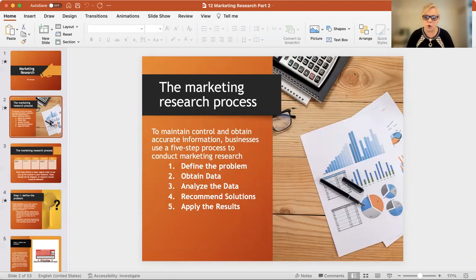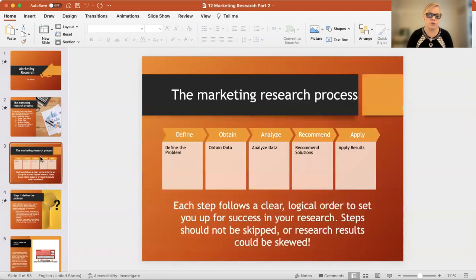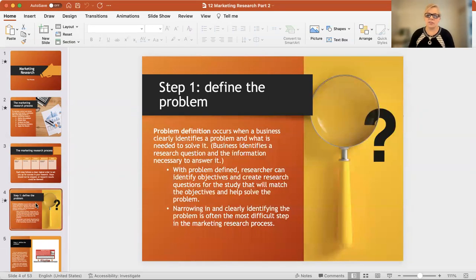We've talked about this before: defining the problem, obtaining the data, analyzing the data, recommending a solution, and applying the results. No problem, right? Easy, right? Well, there's a few more things to it than that. So it's a very logical way of thinking. If you think about research, you must go through these steps. You can't skip anything. Your results will be skewed and they're not going to yield the right information that you're looking for. So always make sure that you're doing your due diligence and you're going through each one of these steps in the process. So let's talk through them.